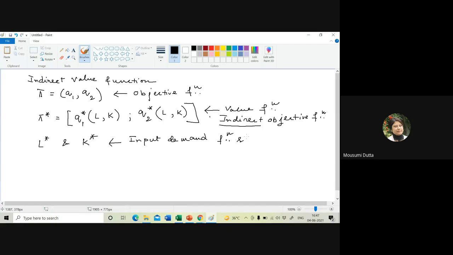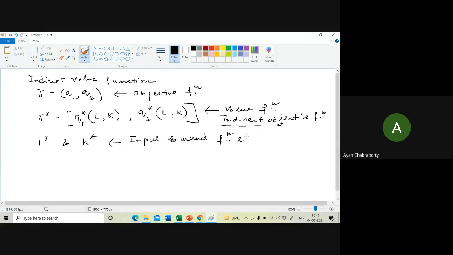We are starting from an optimum function. We know that this optimum is a function of several optimums, which are functions of L and K. So using this function, how we will derive L star and K star values, that we need to learn.